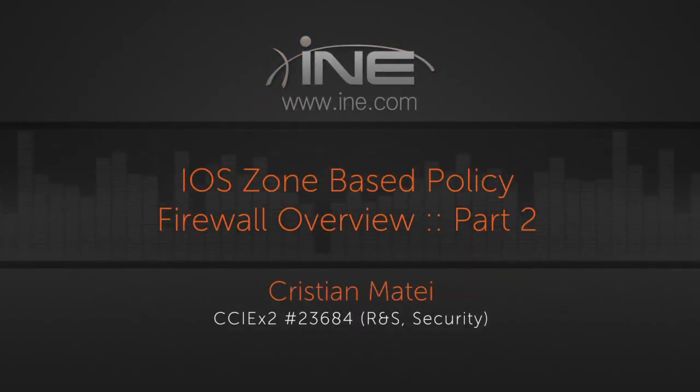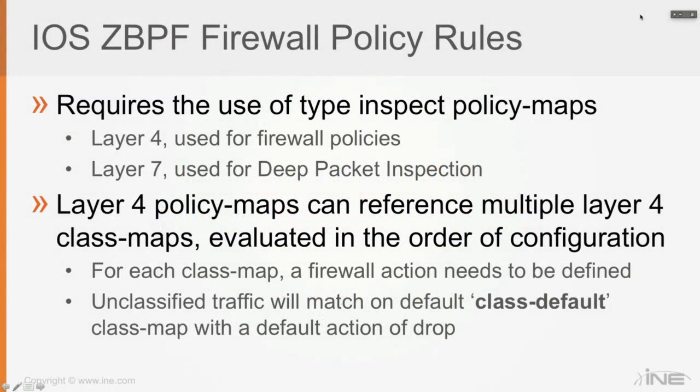So you define the layer 4 policy maps. Then in the policy map, you bind one or multiple class maps. For each class map, which means a different type of traffic, you define the firewall action. And then from the firewall point of view, whatever traffic flows through the router and doesn't match any of the configured class maps is going to match the default class map, which has the default action of drop in there.